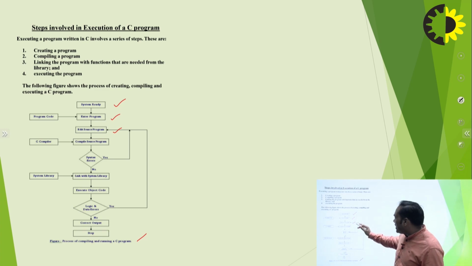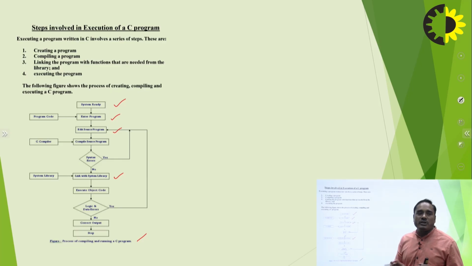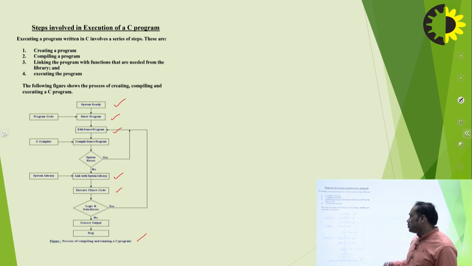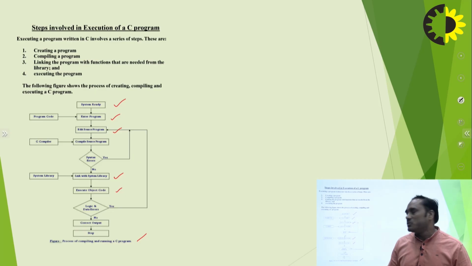If you are not getting any error, then move to the next level, that is link with the system library, because the system library supports your program. Maybe you perform an arithmetic operation, maybe a logical operation, so it will support your program. Then after your program gets that library, it will give the results. So execute program, and then logic and data errors. Logic and data errors mean checking whether your logic is correct or not. That is important, because if your logic is correct, then you will get the result. Otherwise your program may run but you will not get the correct result. So logic is very important.